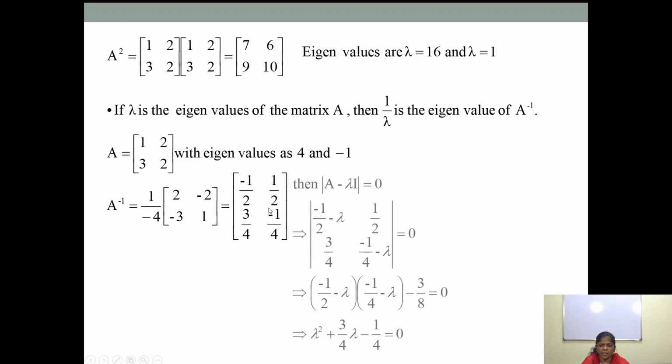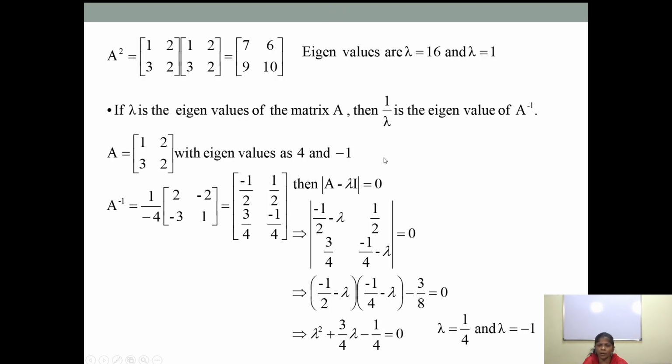Okay. Now let us check whether the property is true or not. We will solve it by our usual process. Write down the characteristic equation. So the characteristic equation for this matrix will be this. Simplify, we get a second order equation in lambda. Solve this. So what we find? Lambda is 1 by 4 and lambda is minus 1. What is the reciprocal of 4? 1 by 4. Reciprocal of minus 1? Minus 1. Hence this property gets verified. So we can directly write the eigenvalue of A inverse if we know the eigenvalue of A, just by taking its reciprocal.